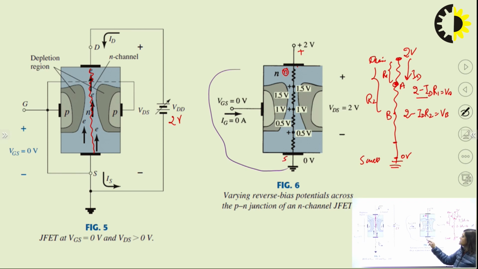And here the source is connected with the negative supply, so this is in the forward bias. From top to bottom, the reverse bias is continuously decreasing. At this point the reverse bias is maximum. That's why the depletion layer width is more here in comparison to other places. Here the depletion layer width is very small, but here it is high because the reverse bias voltage is very high between the P type gate and N type channel.